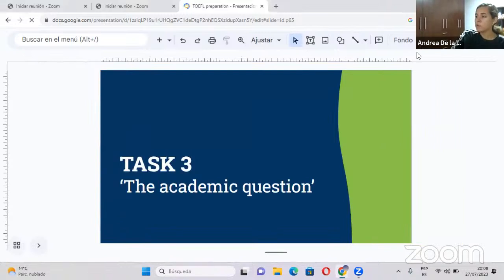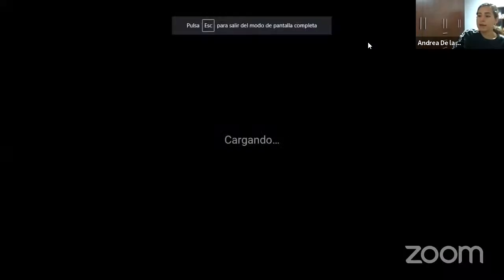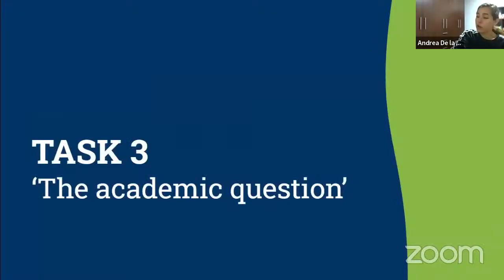Guys, remember the previous one was the university question, right? So we're going to say this is the academic question because it's very similar in terms of format to question 2, but the difference is the content. You will see.